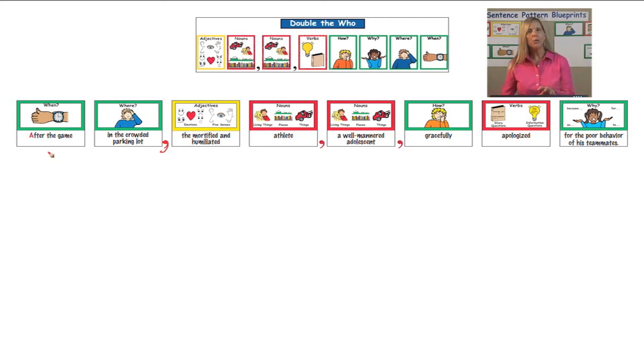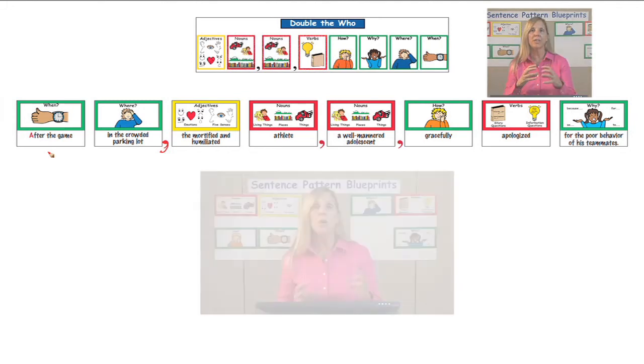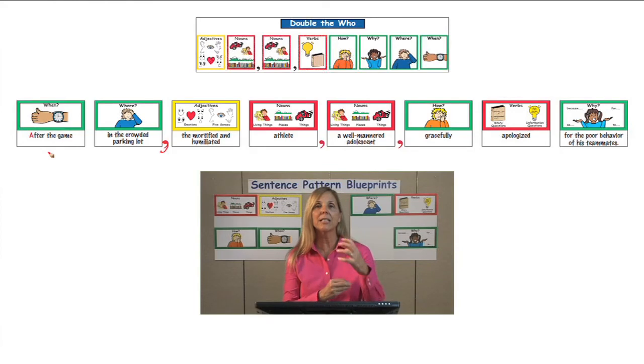We have our double the who, where you took the traveler and you added a new skill and a positive. You're combining grammar, mechanics, and sentence writing together so that your students will take all these skills to become better writers. Next, we're going to build a triple decker.